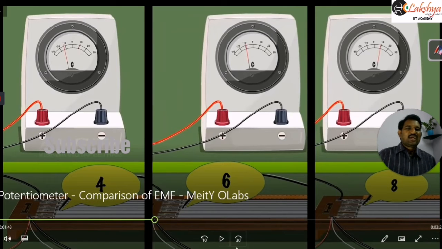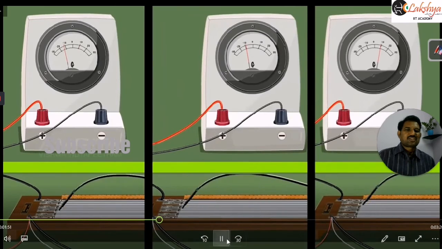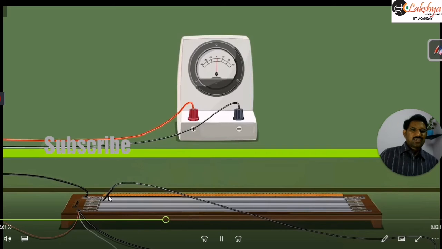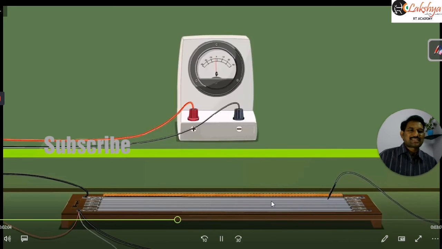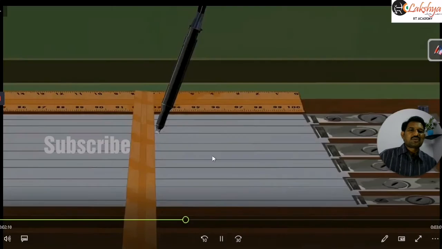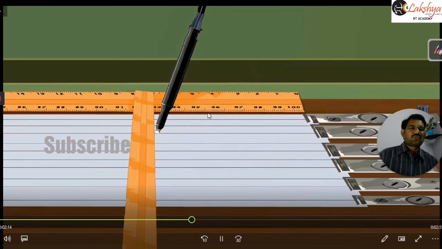Between 6 and 8, we need to observe carefully to get the zero reading. Now the jockey is pressed at the 6th wire and the 8th wire, and it shows deflections in opposite directions. So we verify carefully between 6 and 8 until the galvanometer shows zero reading. When it shows zero reading, we measure this balancing length. For example, we are taking it as 7.11. It is an example only.